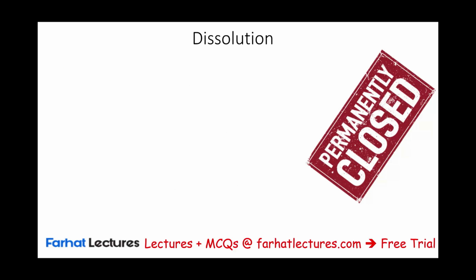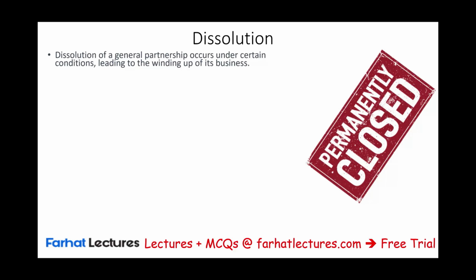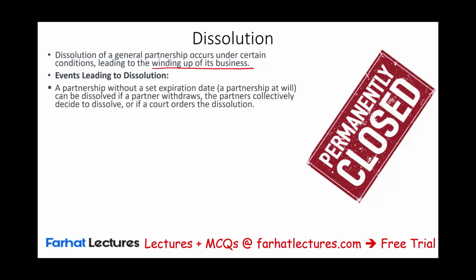Let's move from dissociation to dissolution. Here we are going out of business, we're closing. Dissolution occurs under certain conditions leading to the winding up of its business, basically closing the door. An event leading to this is a partnership without a set expiration date, which is a partnership at will, can dissolve if a partner withdraws. They can say, you know what, that's it. We decided to close the door. Or if the court orders the dissolution, orders the termination.